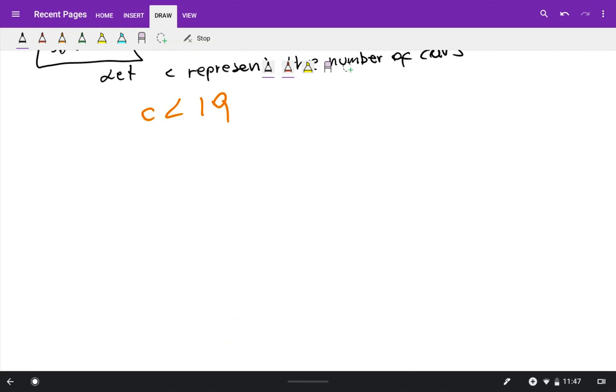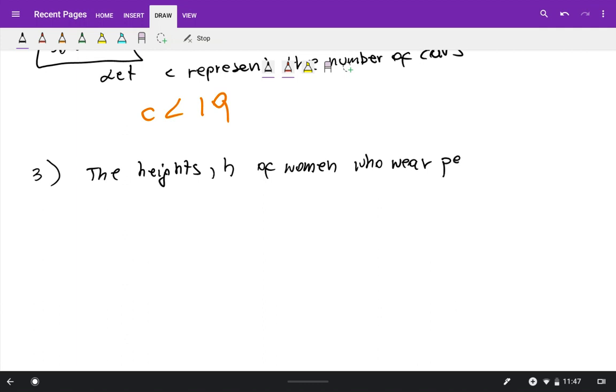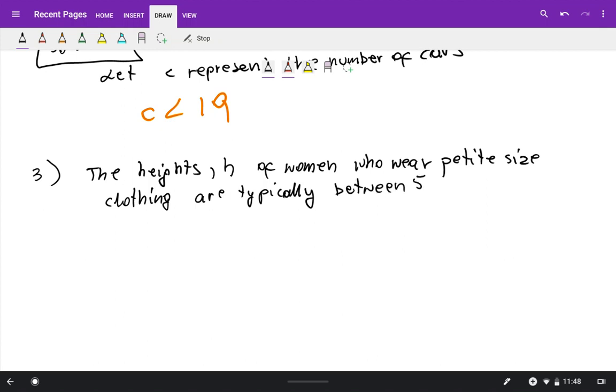And number 3. The heights of women who wear petite size clothing are typically between 58 inches and 63 inches inclusive.